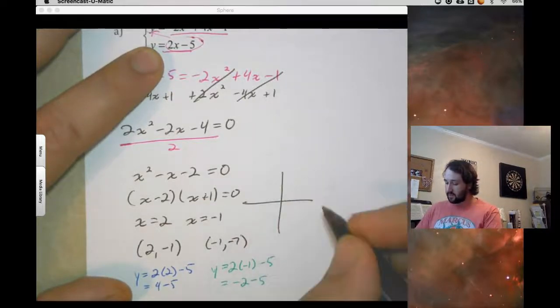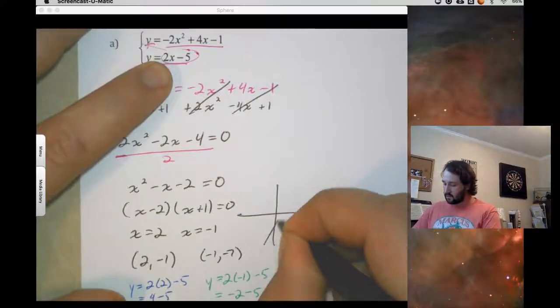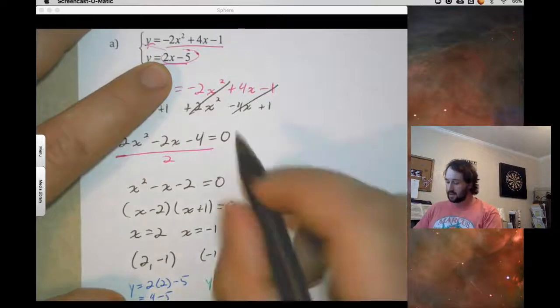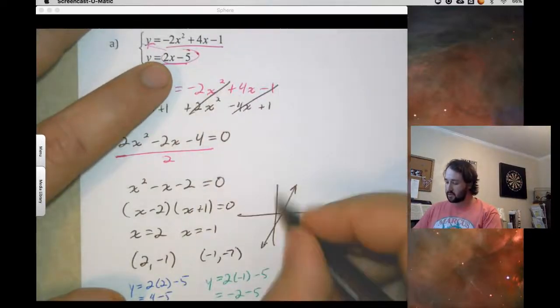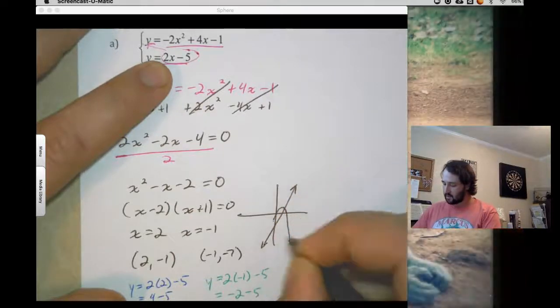Thinking about this graphically, the line 2x minus 5 would cross at negative 5 and do something like that. So there is y equals 2x minus 5. This negative 2x squared plus 4x minus 1 would be a parabola going down something like that.